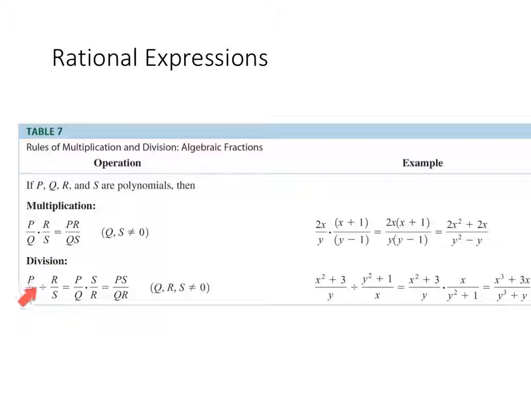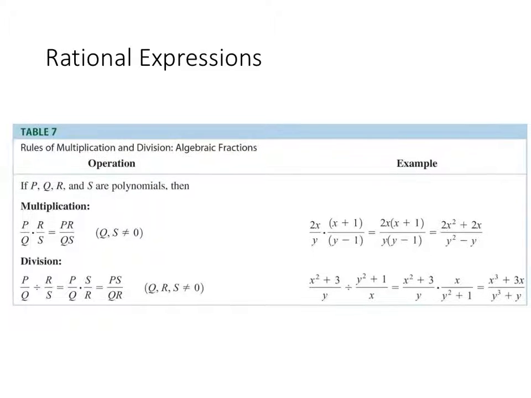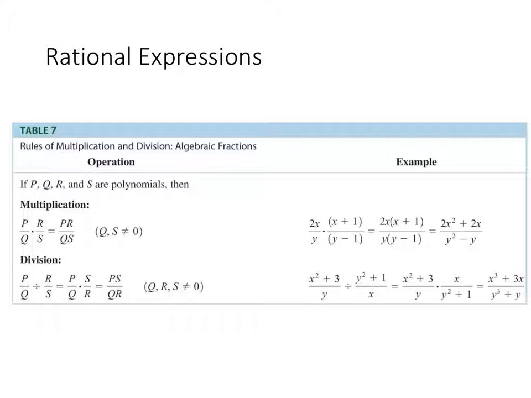In division, P over Q divided by R over S. Instead of dividing, we multiply by the reciprocal. So the one that follows the division sign is called the divisor. It's what we're dividing by. The divisor is the one that gets flipped upside down. So P over Q times S over R, and then we revert to an earlier problem. And again, an example here to the right. Let me move this back over so you can see the whole thing.